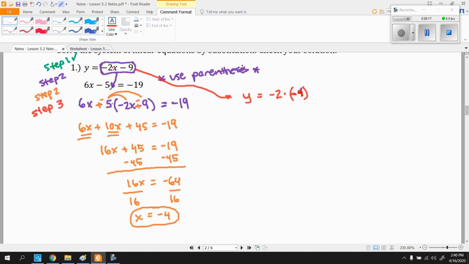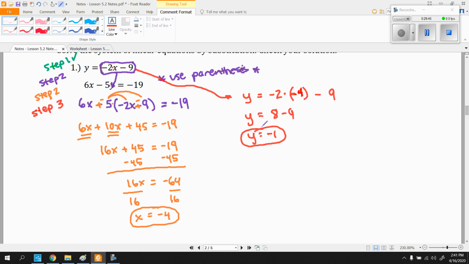Negative 2 times negative 4, I'm going to keep copying, minus this 9. So here's what I mean by the work is not nearly as much. We're right there. Negative 2 times negative 4 is 8. Positive 8, negative times a negative is positive, minus 9. So y equals 8 minus 9 is negative 1.